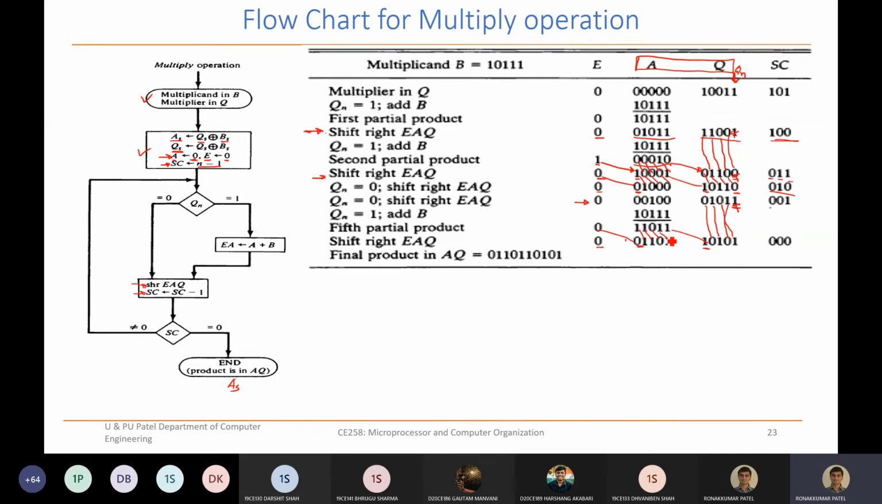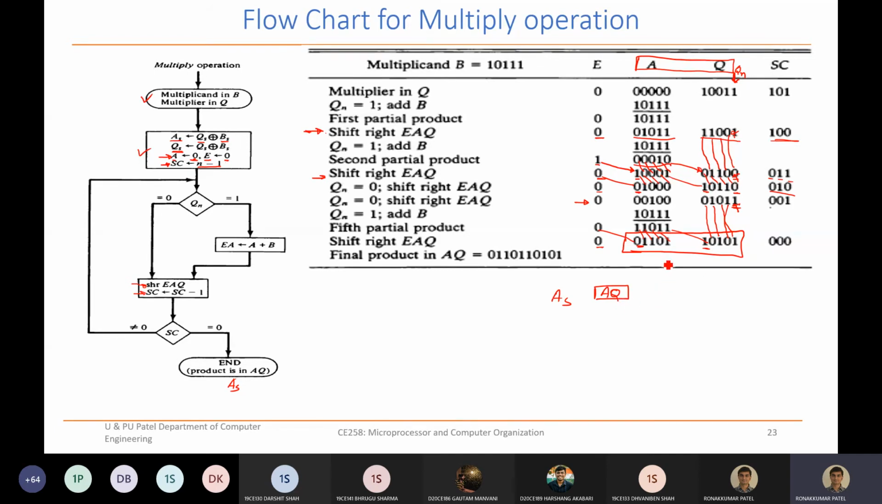Result is, and then you will decrement the count. So 0, 0, 1, you will decrement 0, 0, 0. SC is 0 now, so end. So when you end it, the result is this, A and Q. This is not in your result, E. So AS will carry your sign and AQ combined will give you the product.